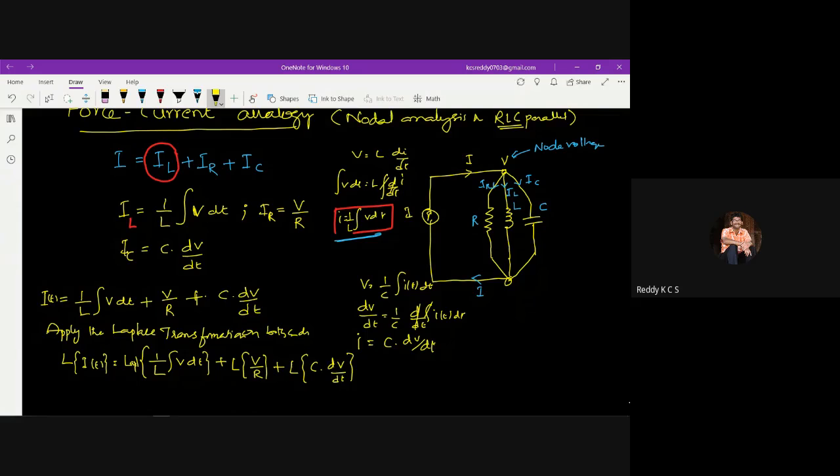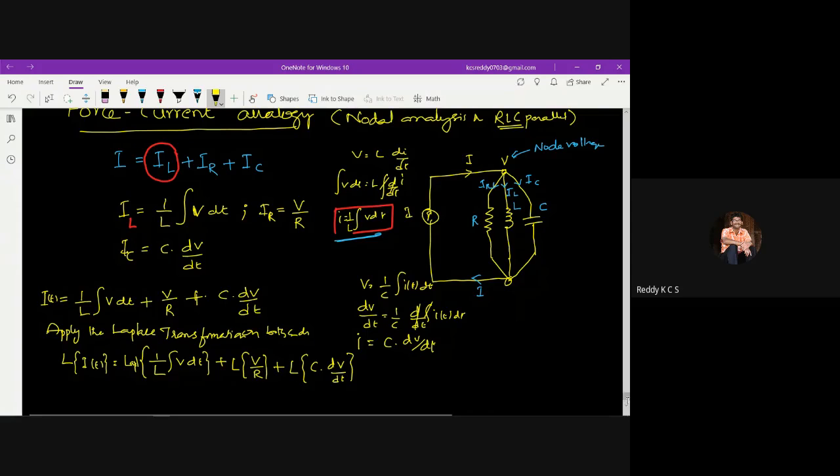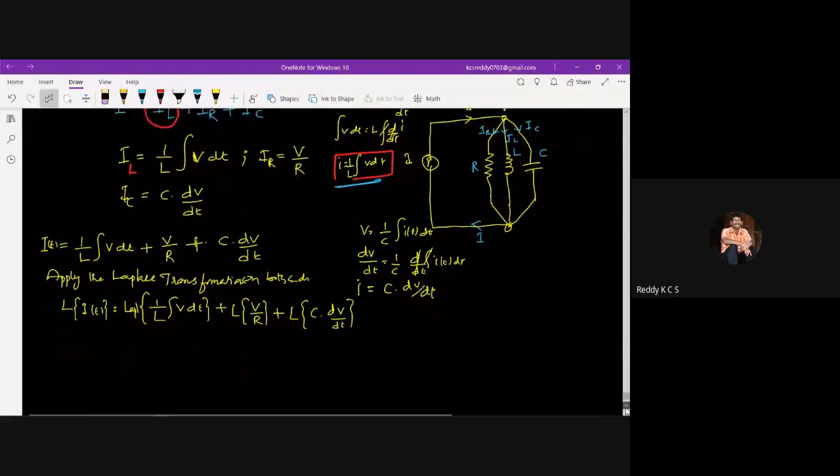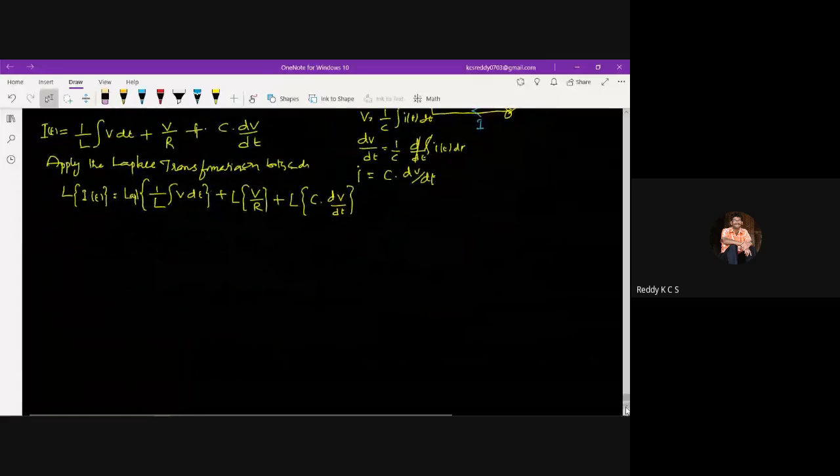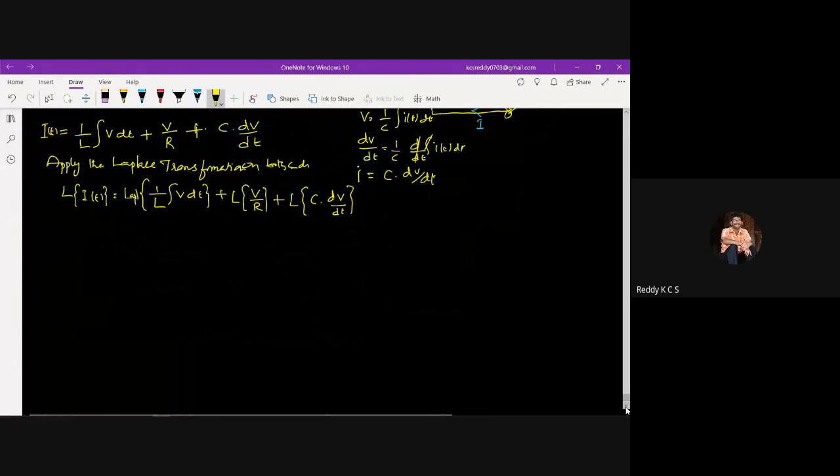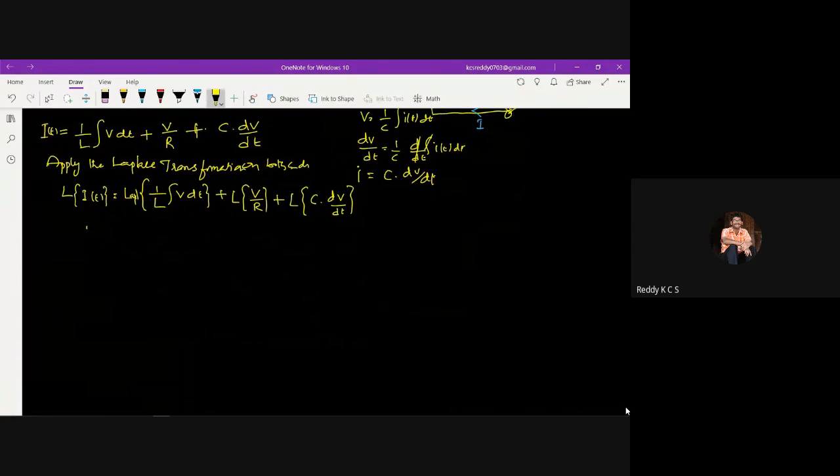So by using this equation, what I can write is, the Laplace transformation of f of t, we know that it is F of s. So I'll write as I of s. Then here 1 by L is constant. So the Laplace transformation of integral of V of t. The integral of f of t dt is equal to, we know, F of s by s by neglecting the initial condition. So V of s divided by s.